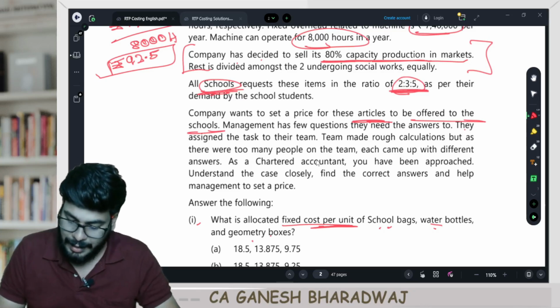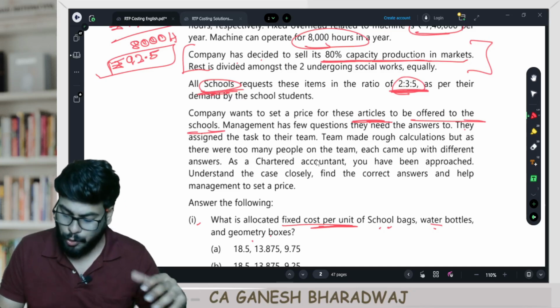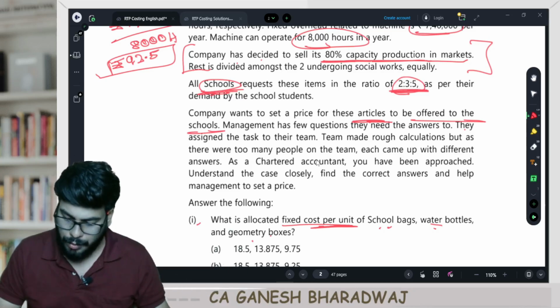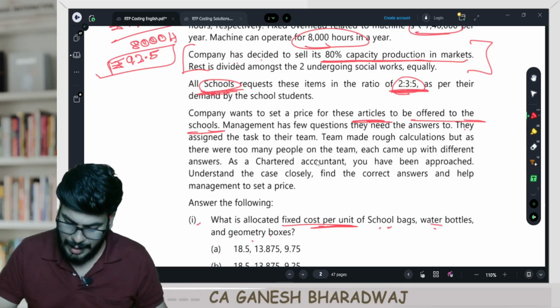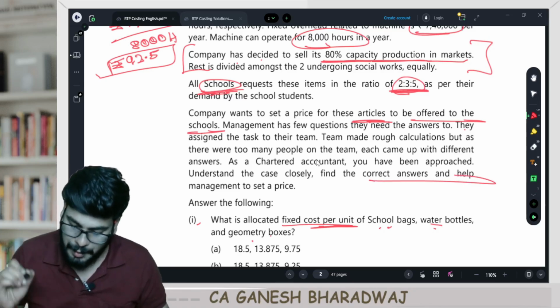They assigned the task to their team. The team made rough calculations, but as there were too many people on the team, each came up with different answers. So as a chartered accountant, you have been approached. Understand the case closely, find the correct answers, and help the management to set a price.